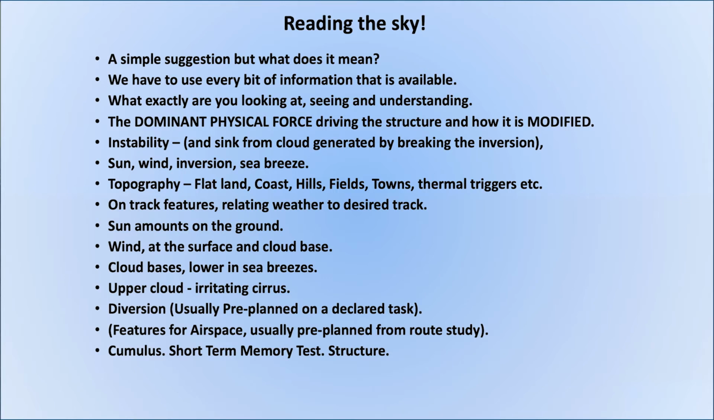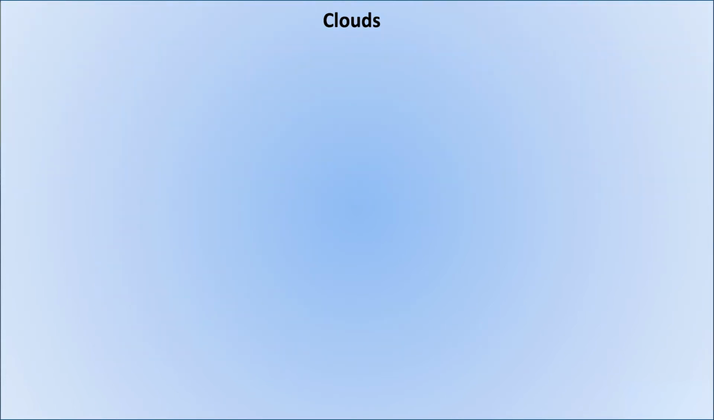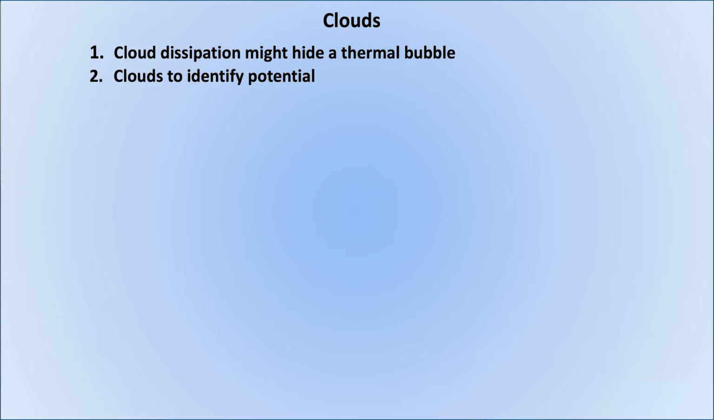And now we have a cumulus short-term memory test and structure. Cloud dissipation might hide a thermal bubble. So a very large cloud, all we see is a very large cloud. But within that, there may well be another thermal going up, refeeding it. Then we have to look for that. We need to look at clouds to identify their potential.